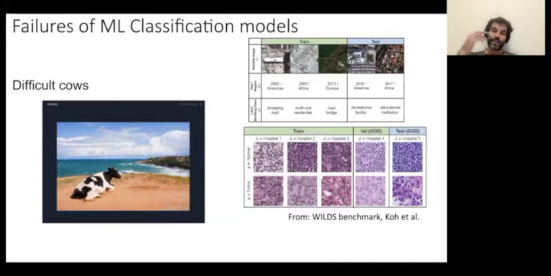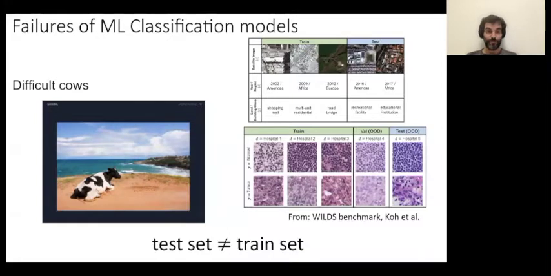So for example, these are examples from a benchmark called Wilds, where the train set is, let's say, satellite images from certain areas and years, and the test set is similar satellite images, but from different times or different places. And on the bottom, it's pathology slides from different hospitals. And again, the test hospitals are different from the train hospitals. So these are all examples of transfer learning or domain adaptation problems where we would like our learning algorithms to succeed. And we expect that it's possible. It seems plausible that we could make them succeed, but the current methods often do not. Okay, so again, test is not the same as train.